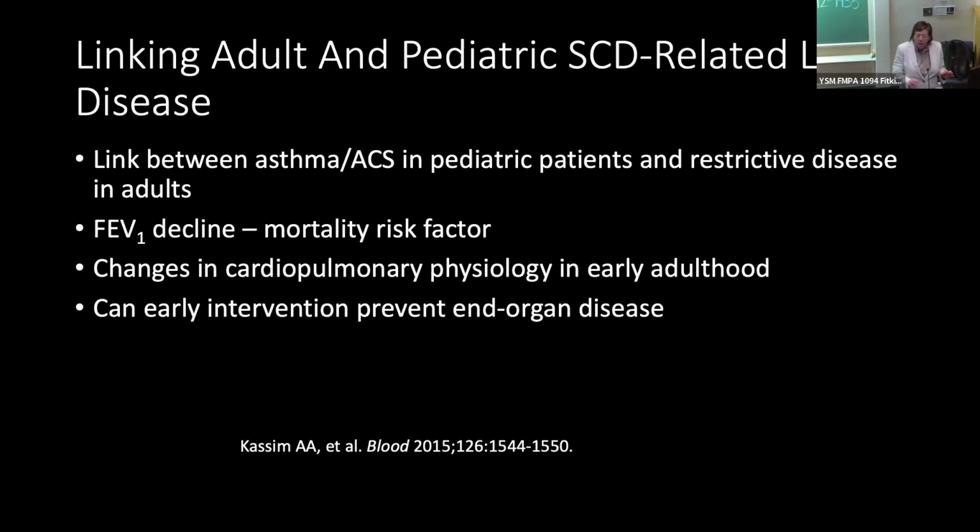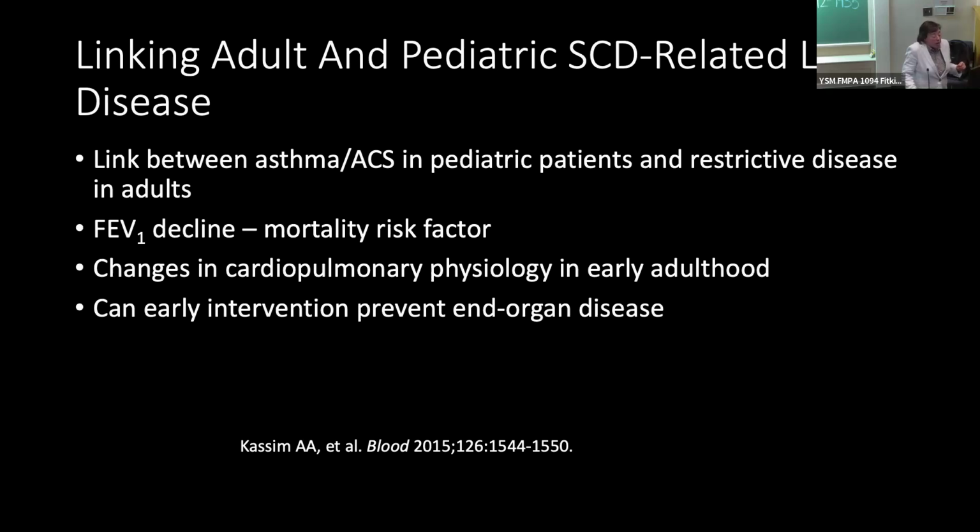In the pediatric population, it is mostly a disease of the airways, and there is a lot of bronchial hyperreactivity and asthma in our pediatric sickle cell patients. But as people age into adulthood, the physiology becomes much more restrictive. There is data out of Washington University to suggest that the FEV1 decline that occurs as people age from pediatrics to adulthood is a mortality risk factor in our adult population.